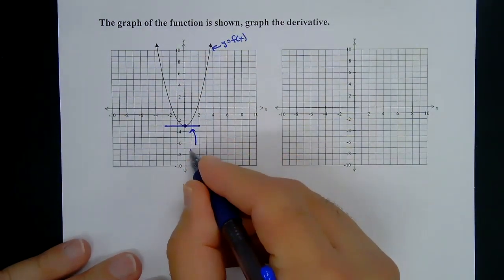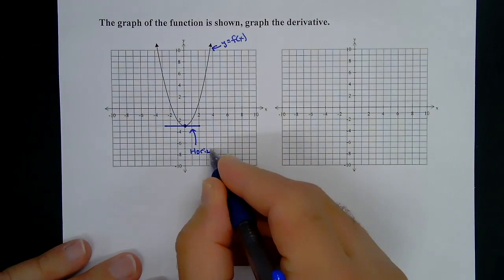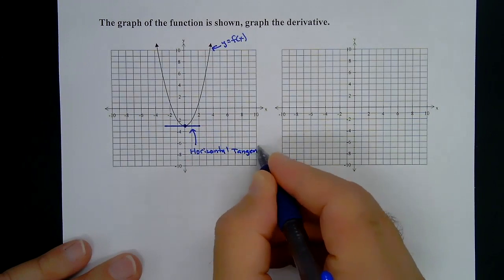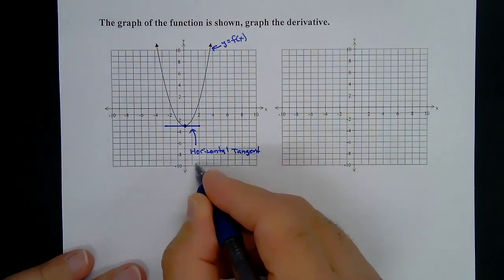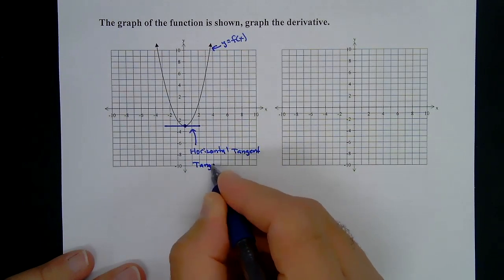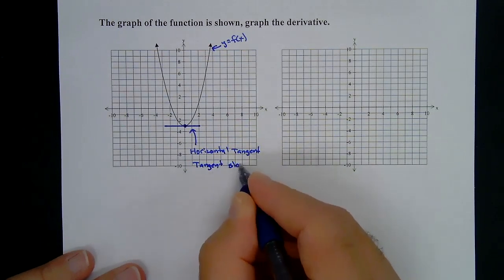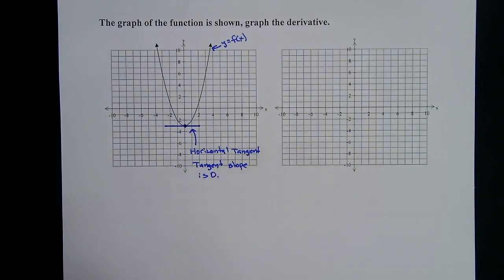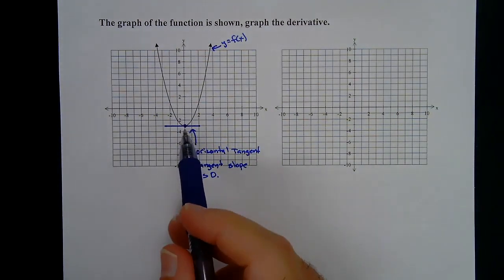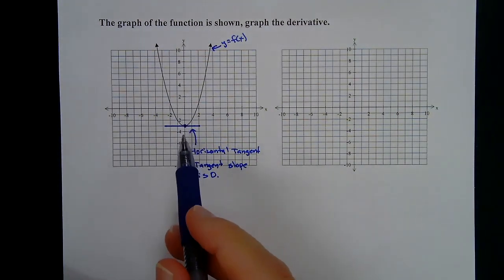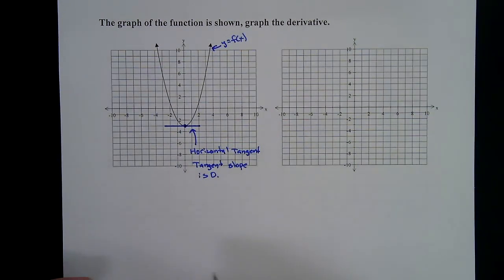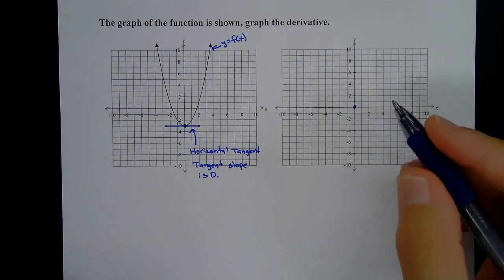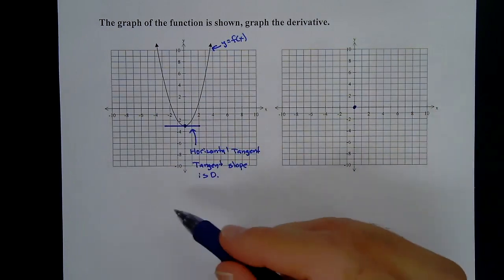So let me write horizontal tangent, which means the tangent slope is 0 there. Okay, if the tangent slope is 0 there, then that means the derivative at that x value is also 0. So this is at x equals 0. So at x equals 0, the slope is 0, which means we can put that point right over here. Okay, so basically what it is, it's going to be the value of all of these slopes, okay?